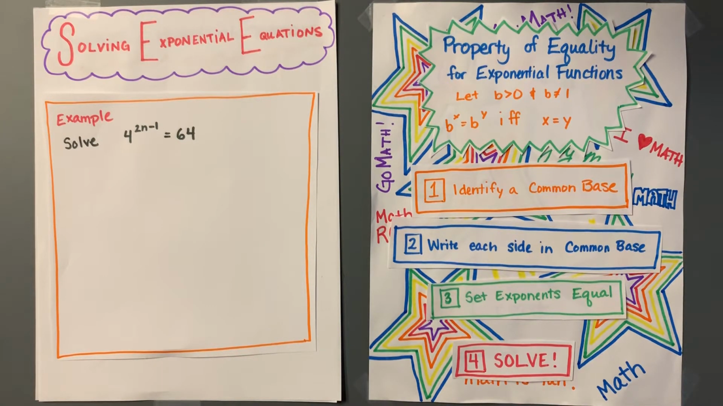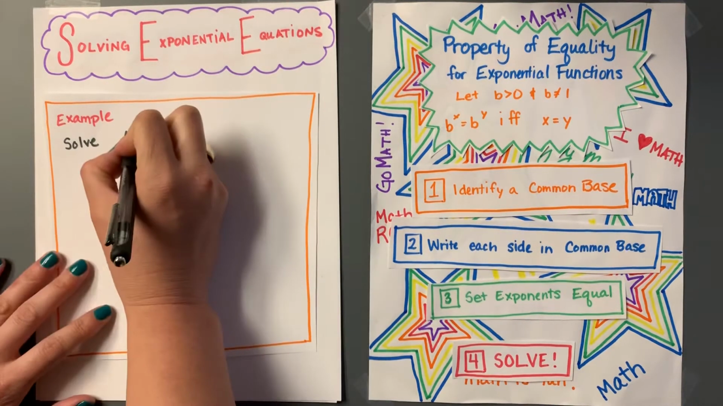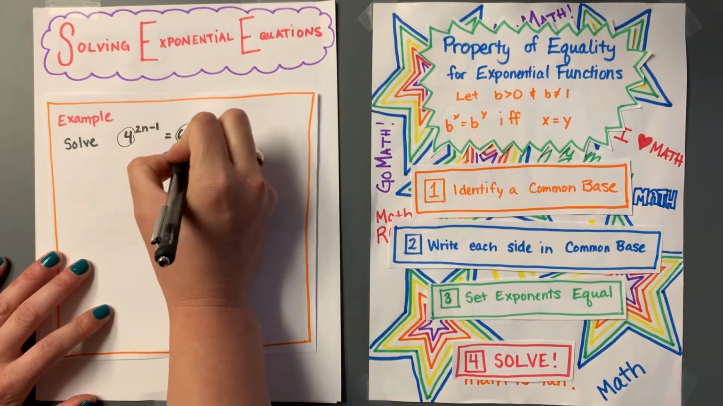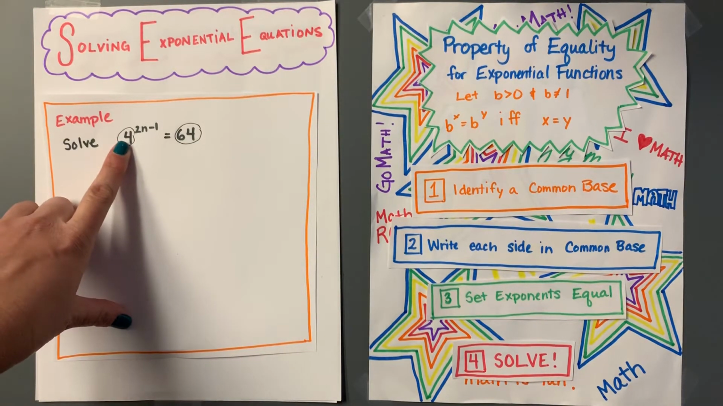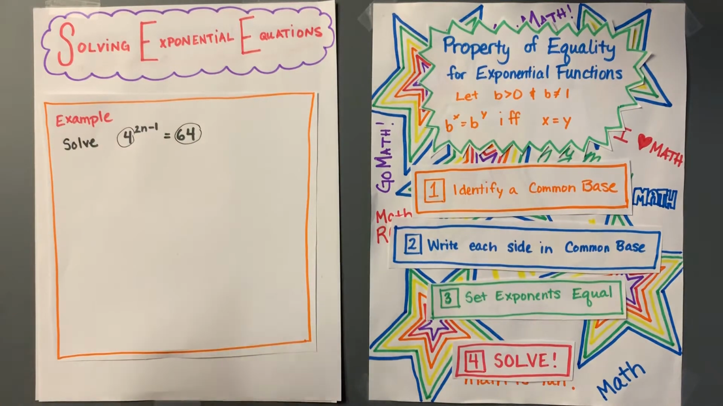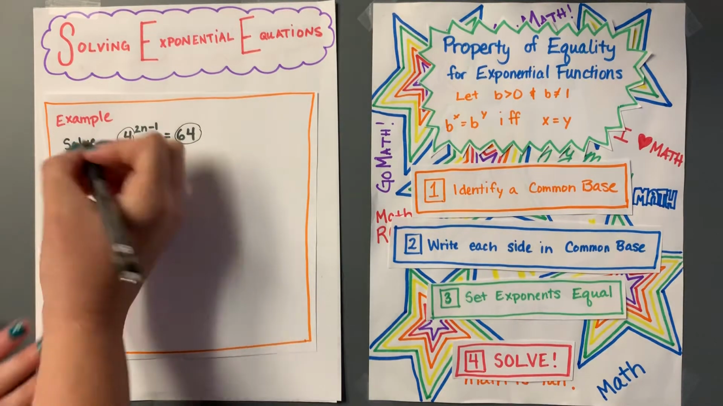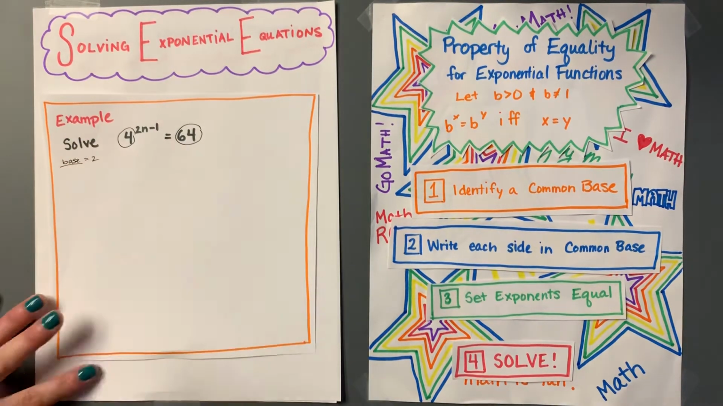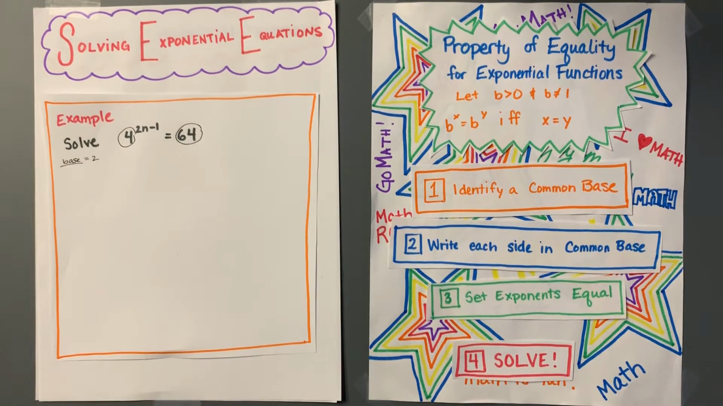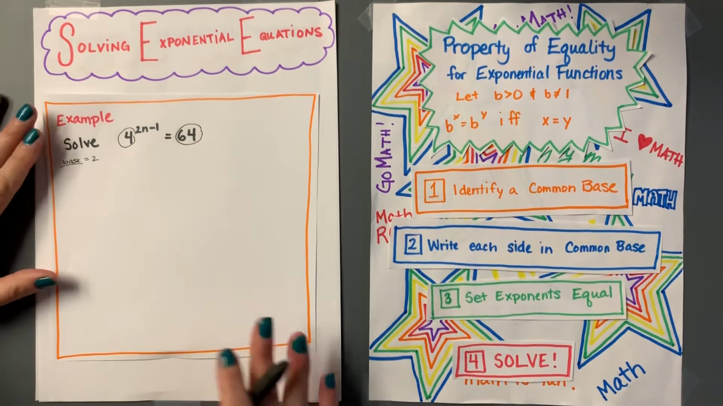So our first step, identifying a common base. So I am looking at 4 and 64. Looking at these two things, I know that I can write 4 as 2 to an exponent, and I can write 64 as 2 to an exponent. So I am going to work with a base of 2 here. I'm going to start by working with a base of 2, and then I'm going to see if there's anything else I can do.